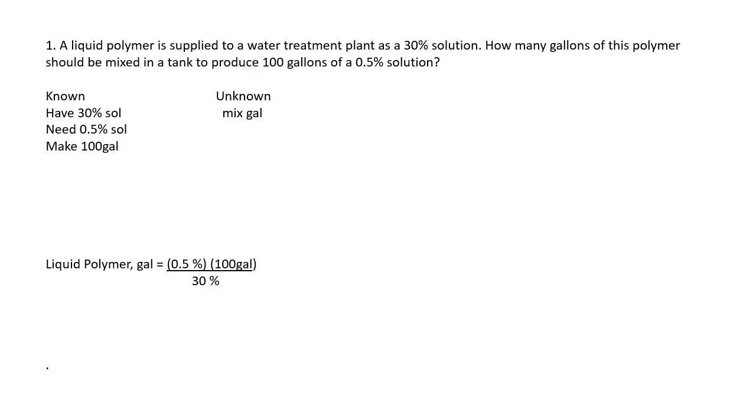Alright, so we're plugging in our numbers. We have 0.5% solution desired times the 100 gallons divided by 30% of the solution that is supplied. Go ahead and do the math on the top. 0.5% times 100 gallons equals 50 gallons. The percents are going to cancel out, so 50 gallons divided by 30%, and you get an answer of 1.66 gallons, and that would round to 1.7 gallons on a lot of tests.